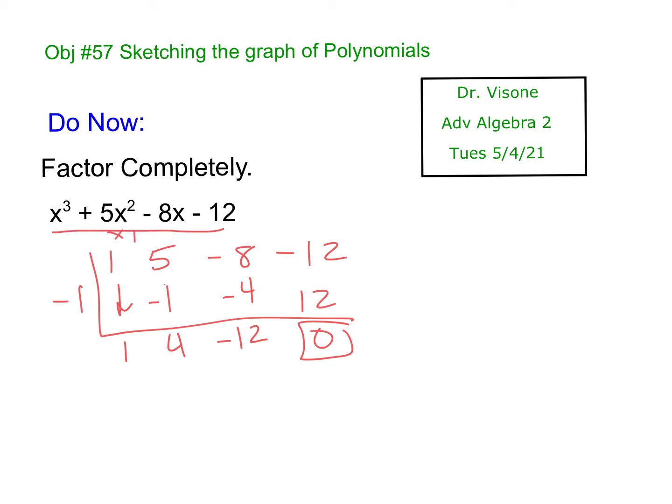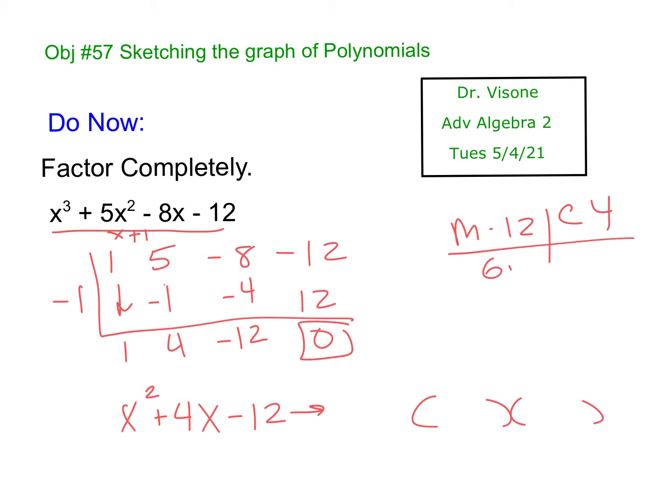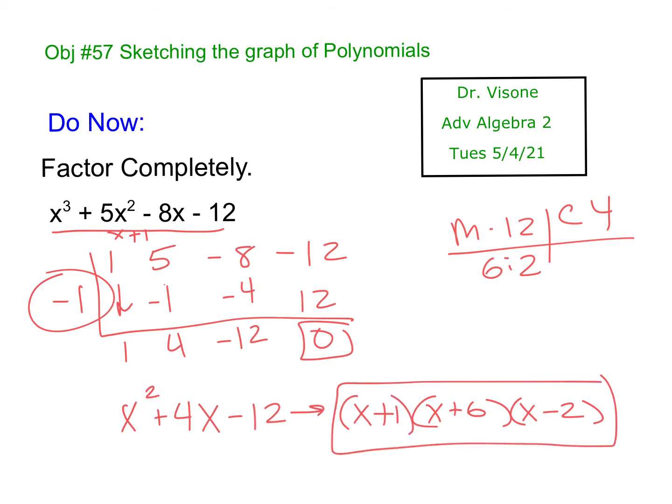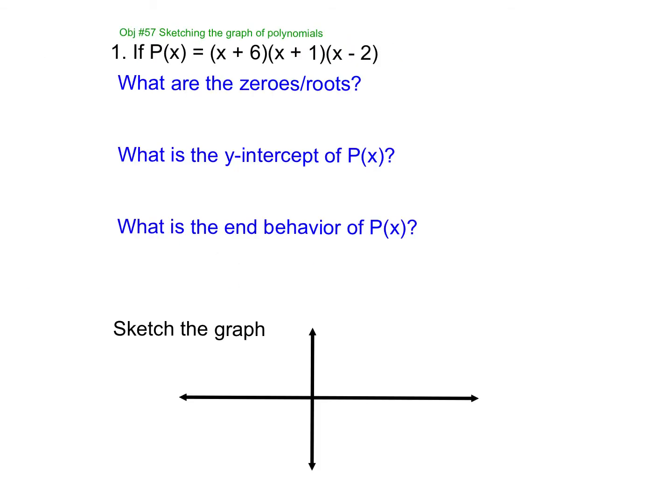So remember, we're dividing by x plus 1, right? So our x cubed goes down to x squared. So 1x squared plus 4x minus 12. And then that is an MC chart. What multiplies to -12 and combines to 4? 6 and 2, where the 2 is negative. So x plus 6, x minus 2, and then that -1 turns into x plus 1. You can put it in the front or the back, it doesn't matter. That's it.